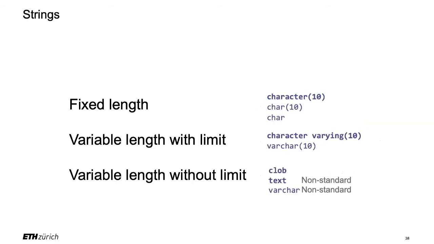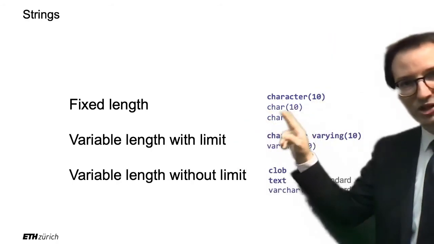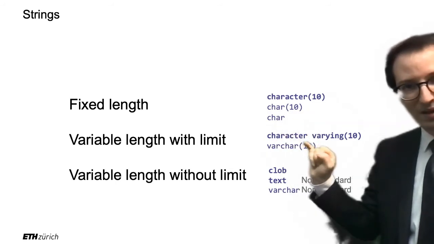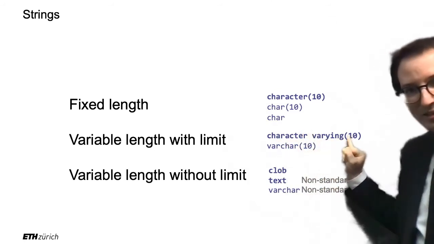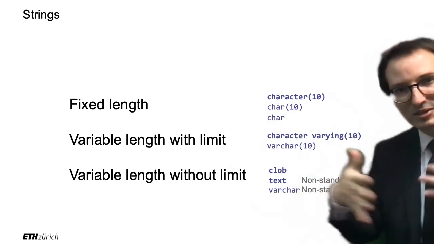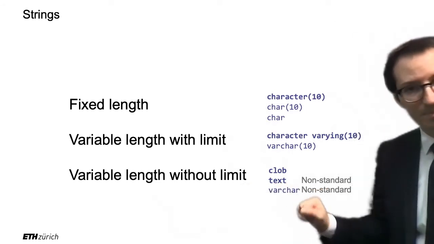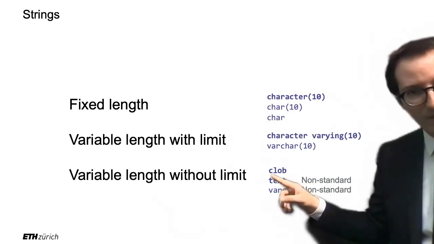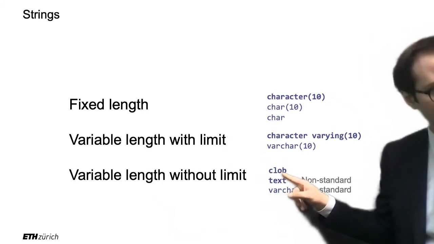Okay. So now I'm using this fancy font on the right. These are the actual names of the types that you can use in SQL. In the case of fixed length, you can say character 10 for a length of 10, char 10, or just char if it's just 1, for example. For variable length with limit, you can say character varying if you like to write a lot, 10, that's the maximum length. Varchar is the shorter way of putting that, so varchar 10. And variable length without limit, you can just say text, or varchar without anything, or CLOB. CLOB means, does anybody know? It's character large objects, right?